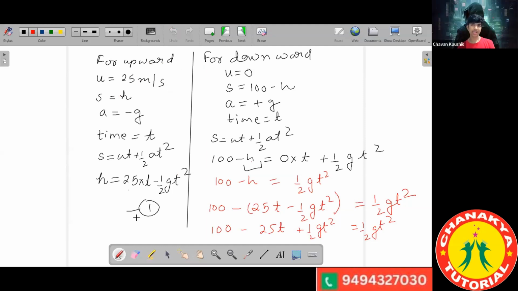80 meters from the top. 80 meter from the top and 20 meter from the bottom. And that comes when you take the value of g as 10. Right, Neha? Sir, I took g as 9.8. Okay, no issues. Even if you take g as 9.8, no issues.